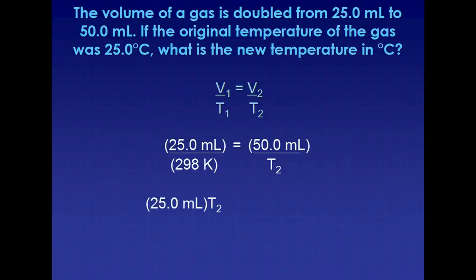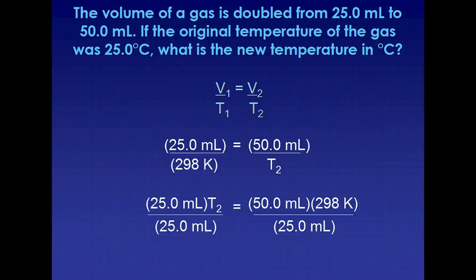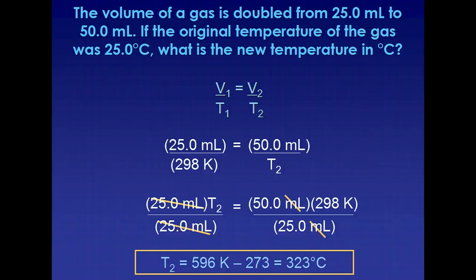Cross multiply and solve for your unknown. Cancel out your milliliters by dividing both sides by 25. And we get that the temperature that doubled is not the Celsius, but the Kelvin temperature, which is 596. We would expect it to double since the volume doubled. But to get it back to Celsius, we need to take 273 away, and that gets me 323 degrees Celsius.